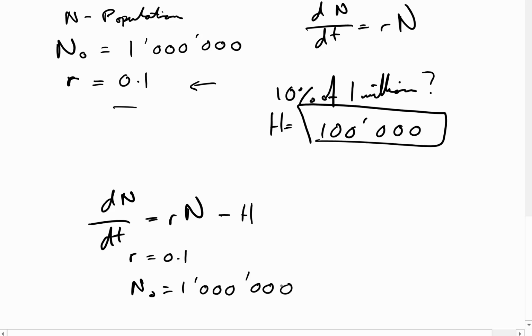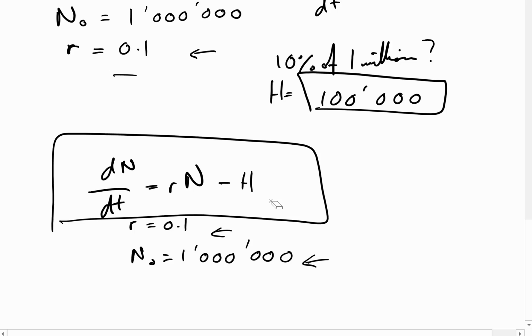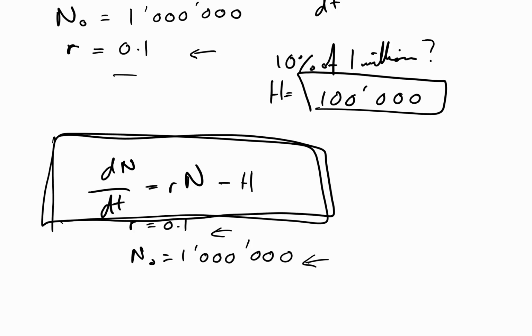Essentially what we're trying to do is solve this ODE. If we can solve this ODE, then we can put in r equals that and N naught equals that, and then hopefully we can find out what h actually is. We're after what h actually is. There are two methods we can use: we can find a direct, exact solution, or we can use phase portraits. We're going to go through both methods.